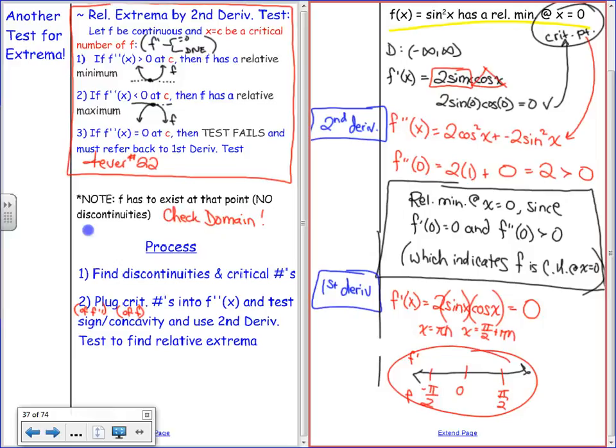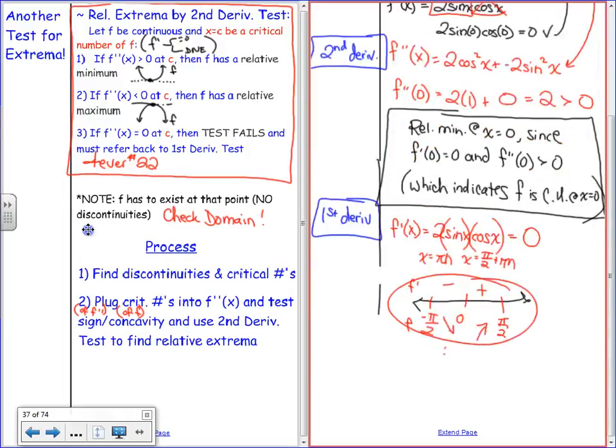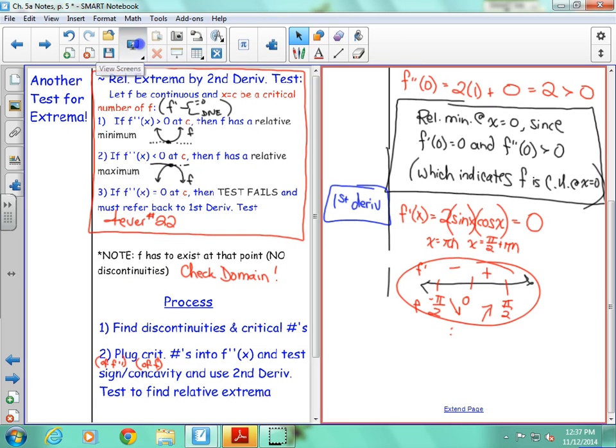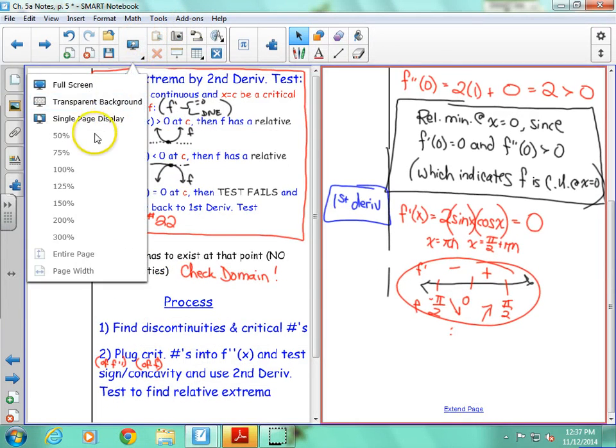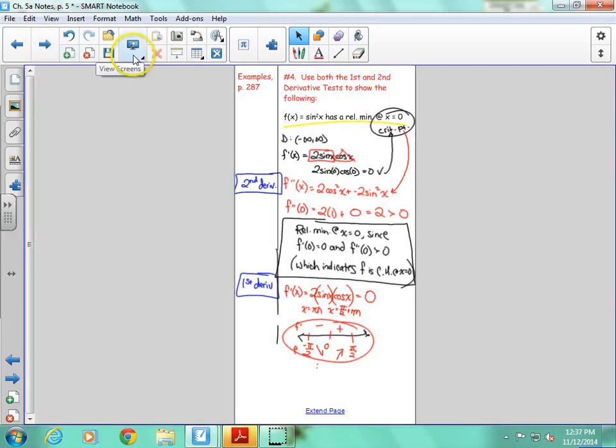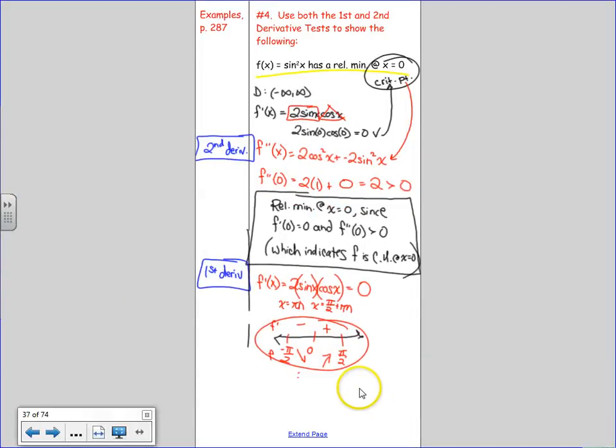Long story short, he's going to be negative, decreasing, negative first derivative decreasing of f, positive increasing. Then guys, the rest is history, right? True. Okay. Do you guys see how the second derivative might have saved us a little bit of work on this one? Maybe? Maybe not? Do you see how the second derivative might have saved us a little bit of time?